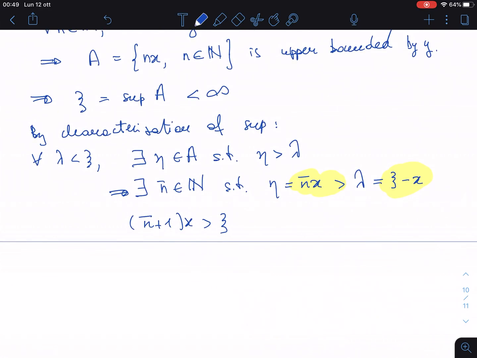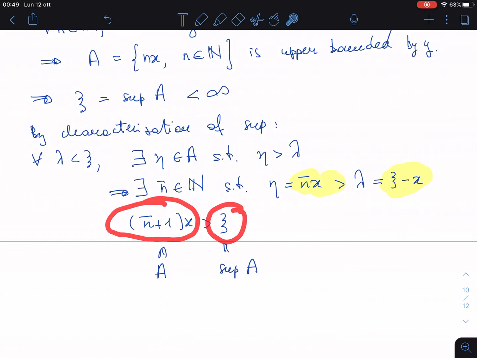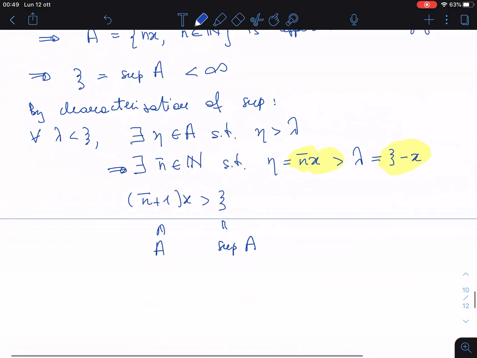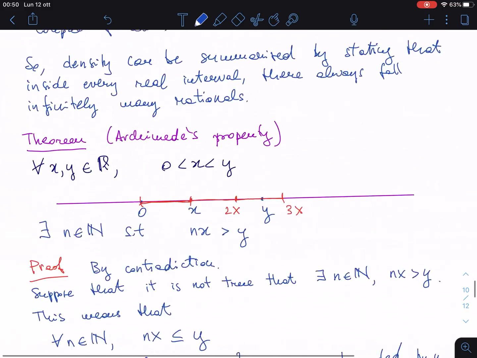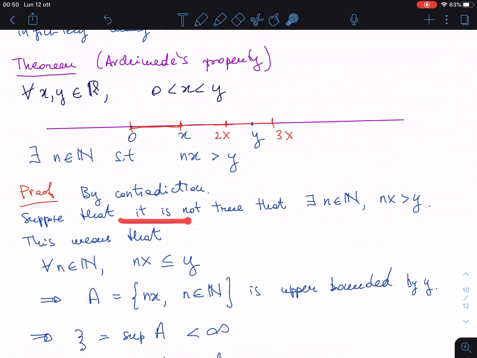But this is absurd because n bar plus 1 times x belongs to A. Psi is the supremum of A. So here we constructed an element of A that exceeds the supremum of A, and this is absurd. No element of A can exceed the supremum of A. This is the end of the proof. The absurd is here. We suppose that it is not true that blah blah blah, then blah blah blah is true, since we got to an absurd.